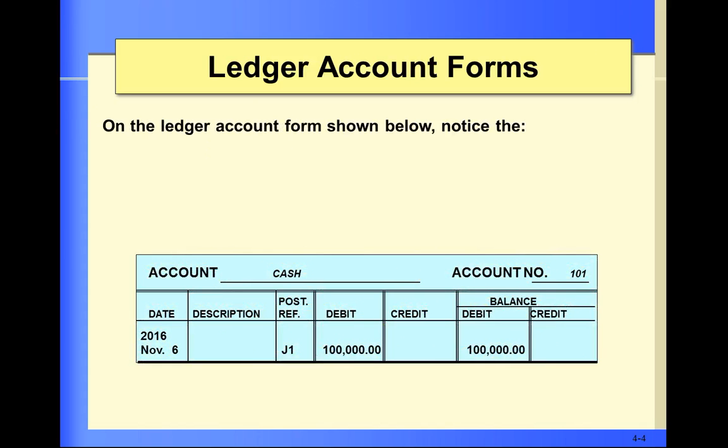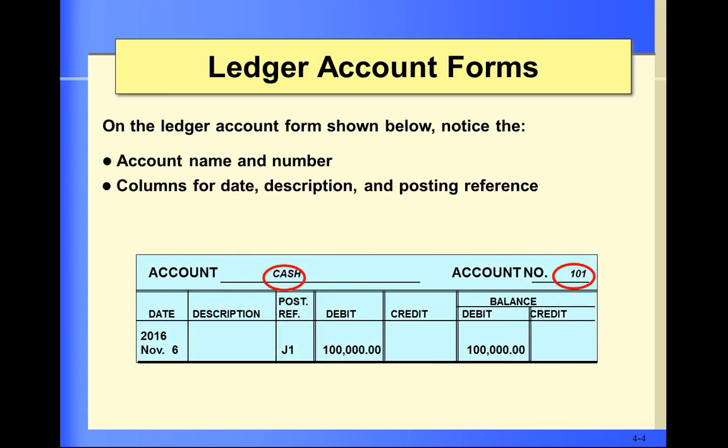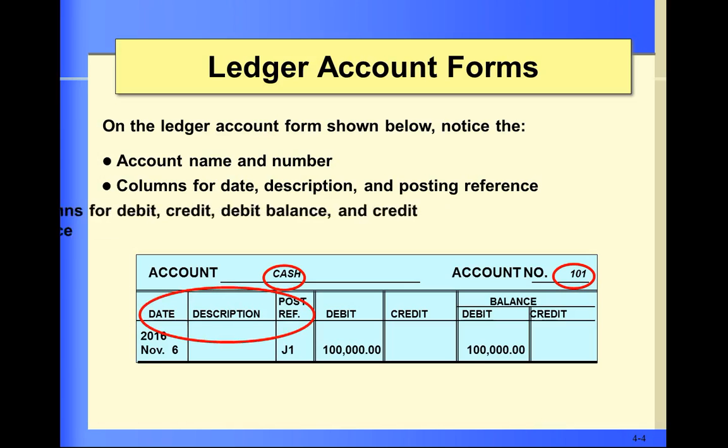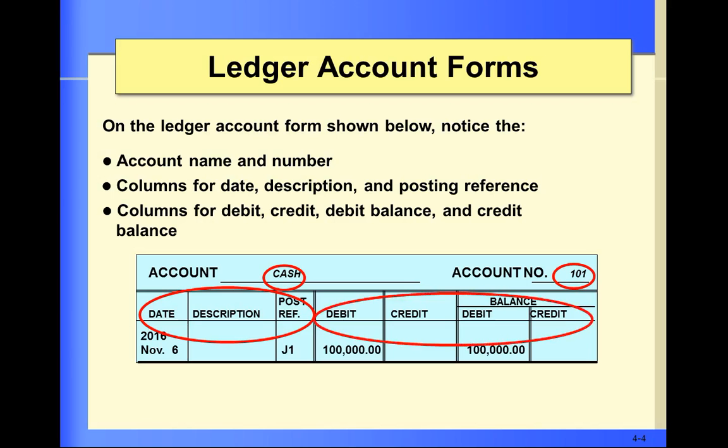These ledgers are set up like you see on the screen. You have information on there that designates what's important about that account, things like the name and the number. You have columns for dates, descriptions, and posting references. This is all information that we're going to use as we move the information from the journal to the ledger. Finally, there are columns for debit and credit entries, as well as a debit or a credit balance depending upon the type of account.